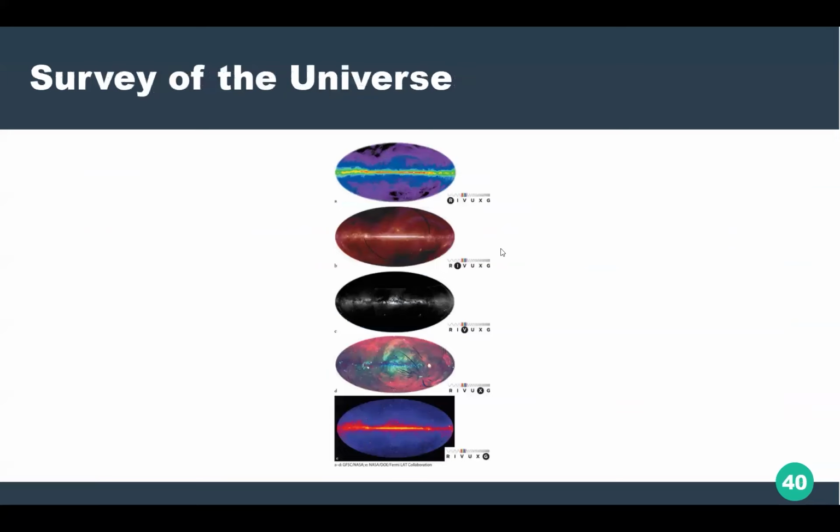By looking at all these different frequencies of light, we are able to come up with quite different views of the universe depending on what we're looking at, from radio waves to infrared to visible to X-rays to gamma radiation.